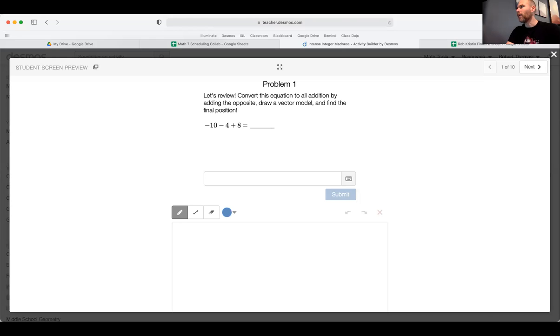Hey everyone, let's do this newest assignment in Desmos. It's titled Intense Integer Madness. And I've already got problem one up on the screen. It says, convert this equation to all addition by adding the opposite, draw a vector model, and find the final position, which would also be the right side of this equation. So we got a lot of work to do on this one.